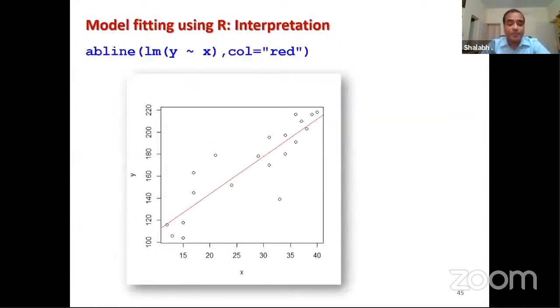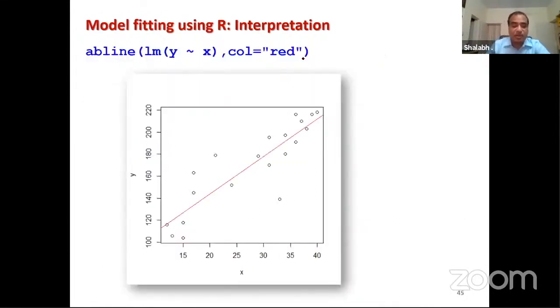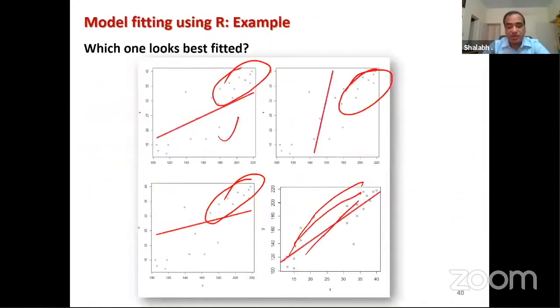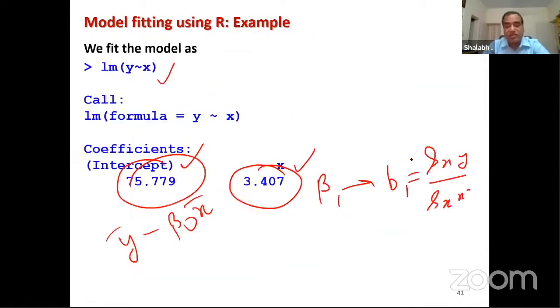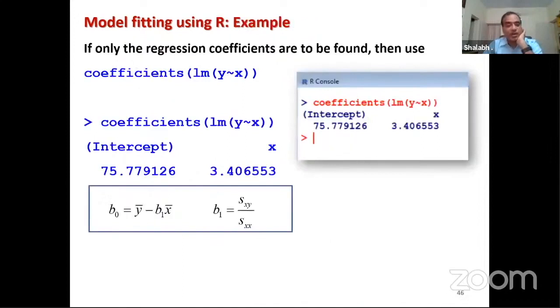And now if you fit this line, 75.7 plus 3.4 times x, it will look like this. This is the same line which I had plotted earlier, but at that time I didn't know which was going to be the best possible line out of those 4 lines.